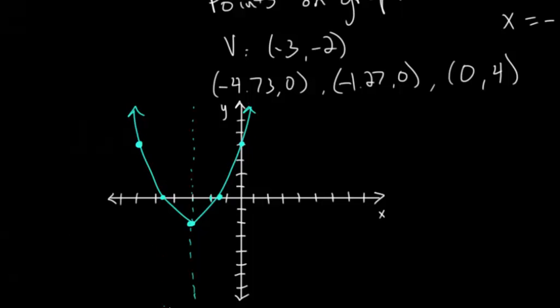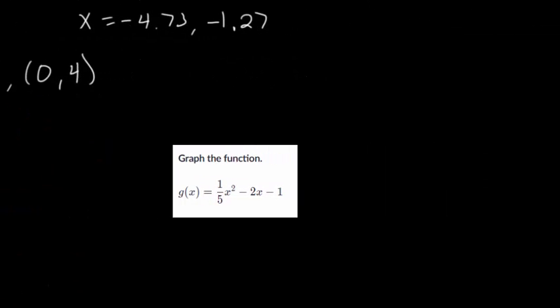So let's do another problem. And for this one, we'll go a little bit faster, but the overall method's going to stay the same. So I'm going to first rewrite it. Let me just make a little more space. So we have that our function is 1/5 x squared minus 2x minus 1. And we're going to complete the square so that we can turn this into our vertex form.